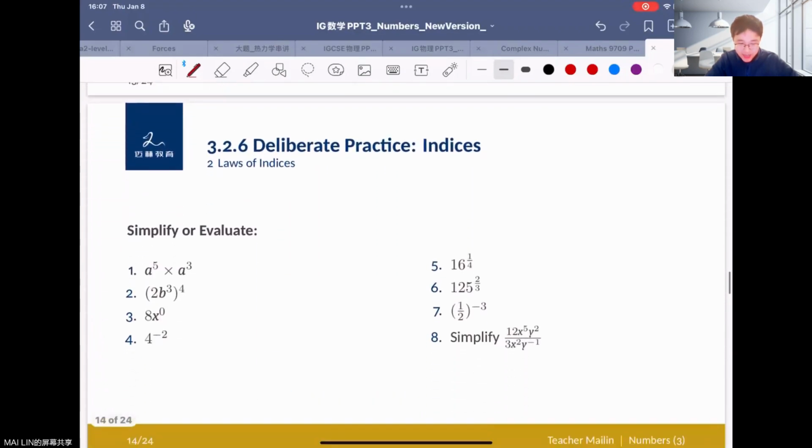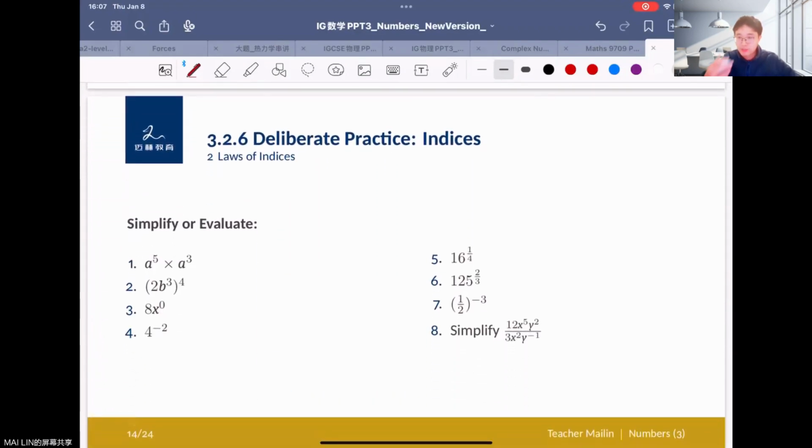Here is some practice for you to solve. You can pause the video and try to solve these problems. I'll give you several seconds. If you still have questions, you can just keep going, and if you want more time, you can pause the video. Okay, let's do it together.